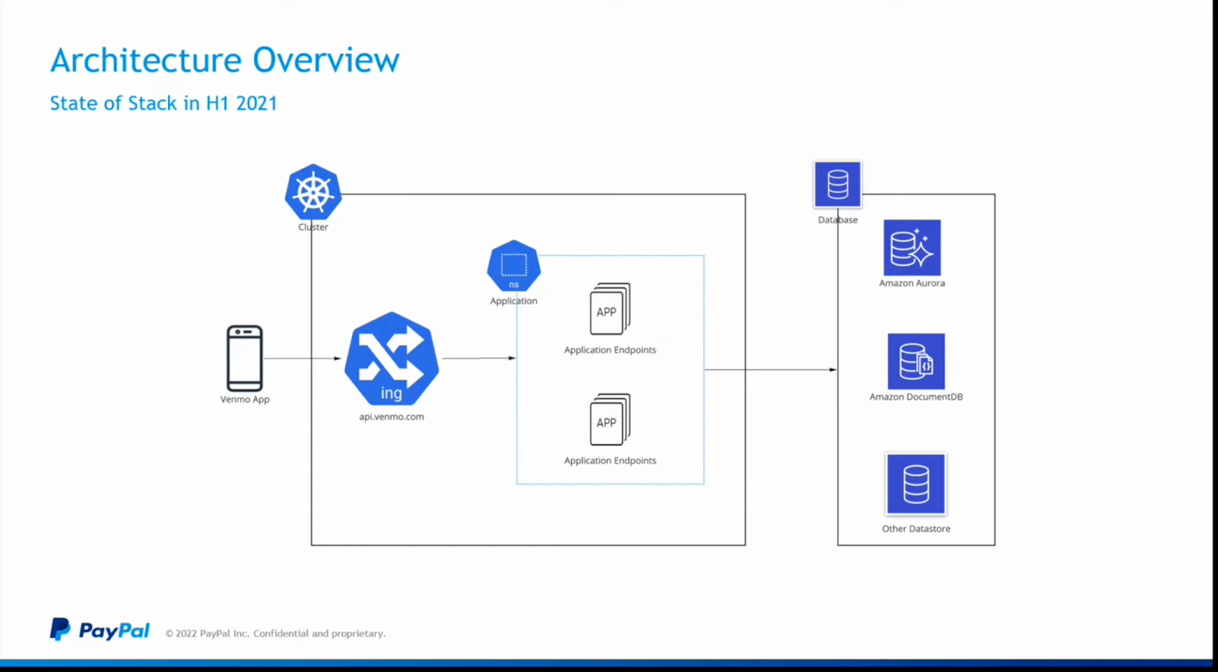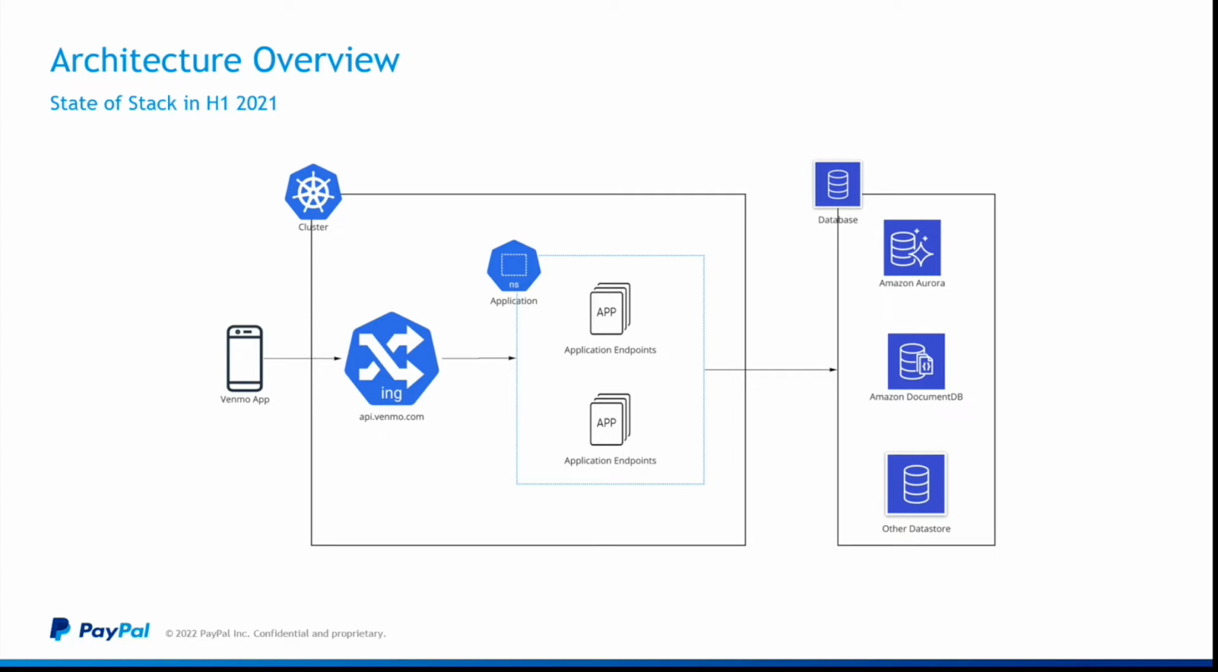And then, as you see, there is a database layer where we have Amazon Aurora, Amazon DocumentDB, and some other data stores. For the interest of this talk, we'll be concentrating on Amazon Aurora and Amazon DocumentDB on the database side. And on the application side, these application namespaces will be our point of concentration.